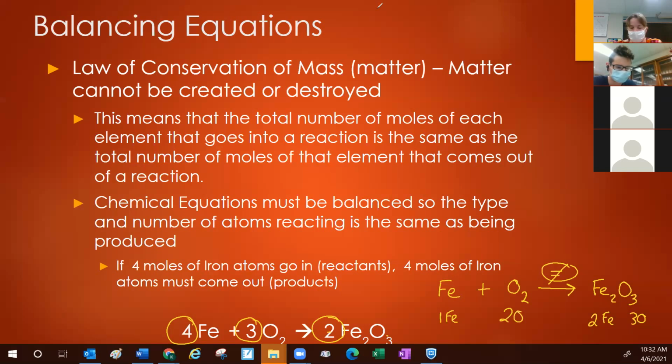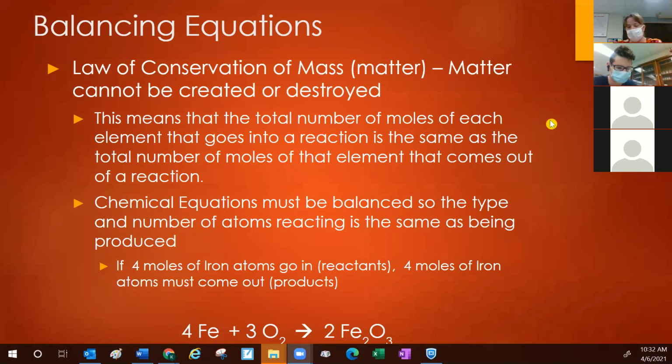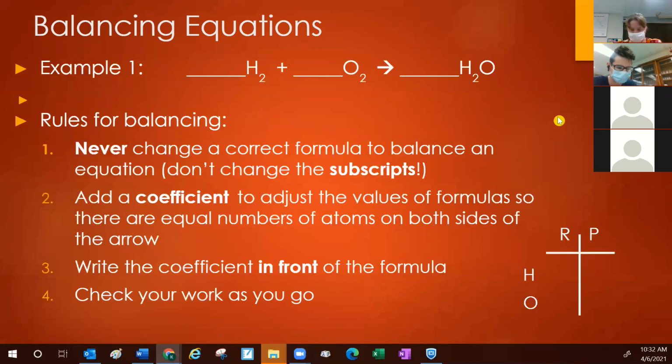So the easiest way to do this is just to work through an example and show you how we balance an equation. All right, so I've taken a basic reaction here, H2 plus O2, and then this arrow, and we're forming water. So we're taking hydrogen and oxygen and forming water.